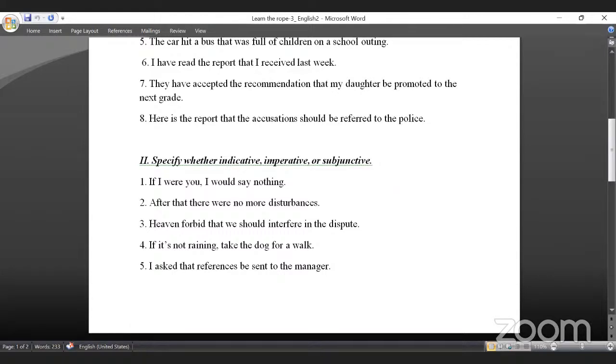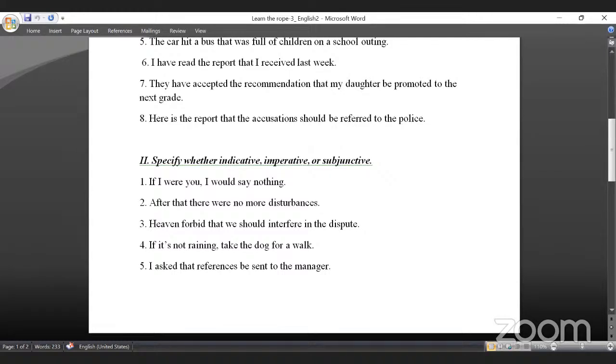I think I just gave you an example of what subjunctive mode is when we were talking about the daughter being promoted to the next grade. So we look at it one by one. What is indicative mode? How do you identify it in a sentence?